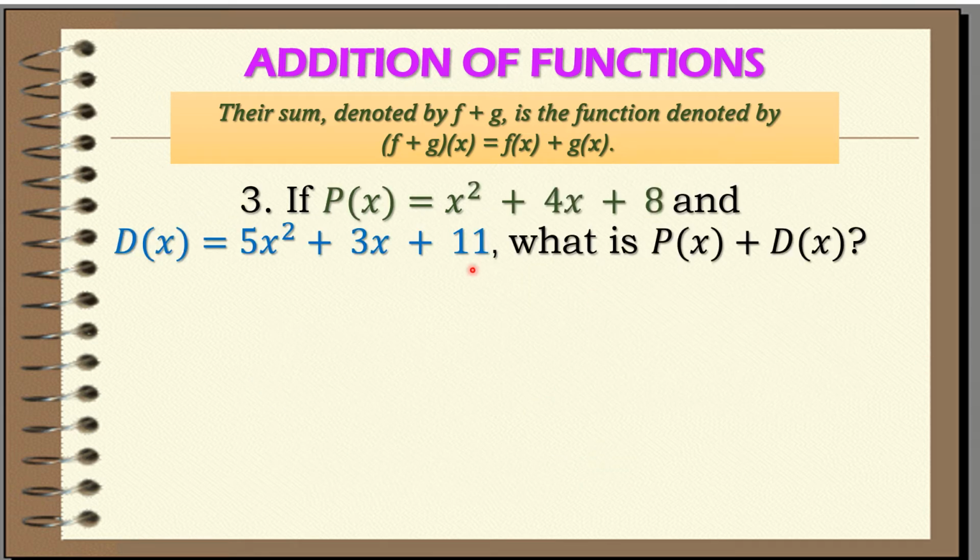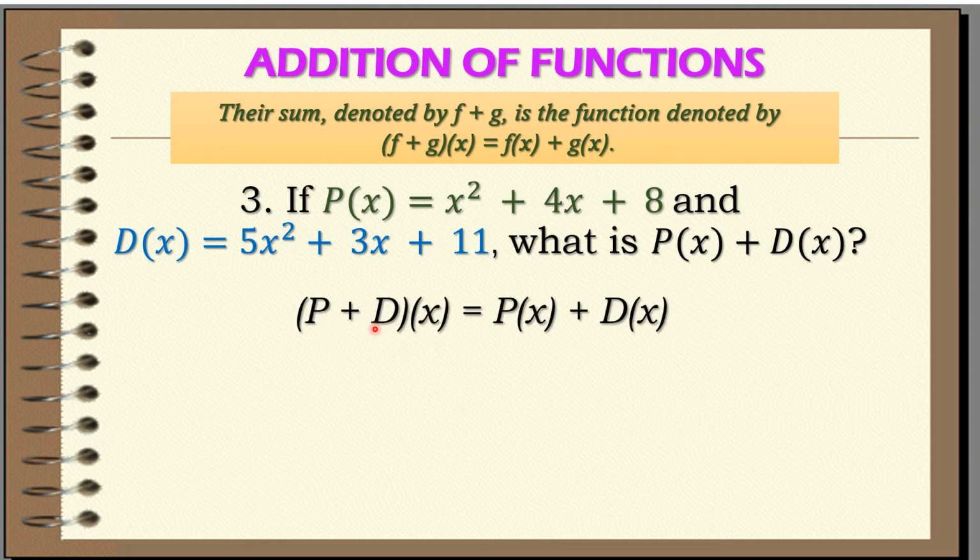Therefore, the sum of the functions here above is equal to 17x minus 14. Number 3. If p of x is equal to x squared plus 4x plus 8 and d of x is equal to 5x squared plus 3x plus 11, what is p of x plus d of x? So first thing to do is to define the operation. P plus d of x is equal to p of x plus d of x.